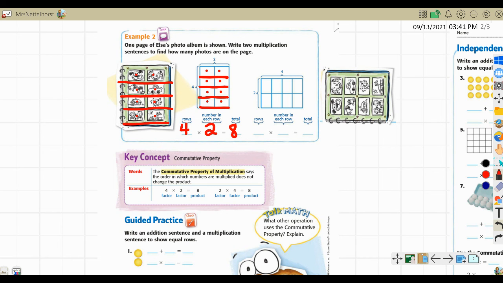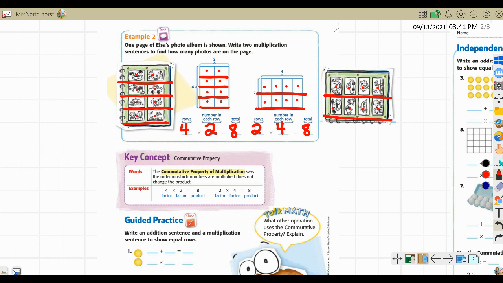So let's count the rows. We have 1, 2 rows. How many in each row? 1, 2, 3, 4. How about over here? 1, 2, 3, 4. So I have 2 rows of 4, but I still have 8.